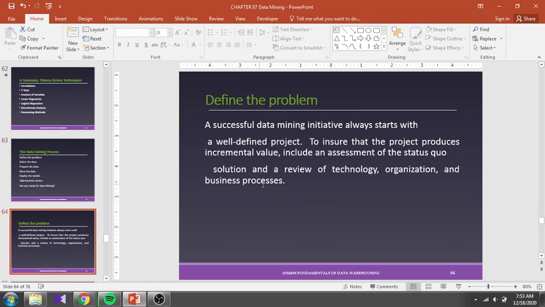Define the problem. A successful data mining initiative always starts with a well-defined project to ensure that the project produces incremental value, including an assessment of the status quo, solution, and review of technology, organization, and business process. That is what you want to achieve for these data mining projects. Okay, this one is more of a summary actually.